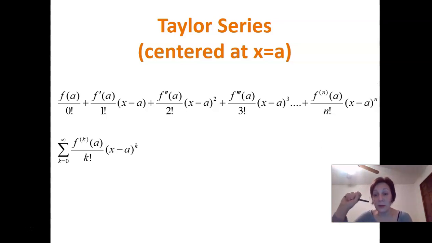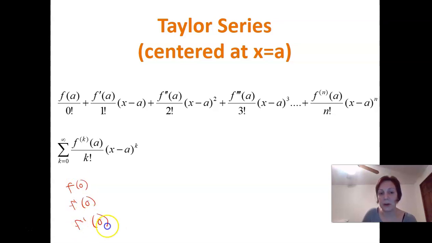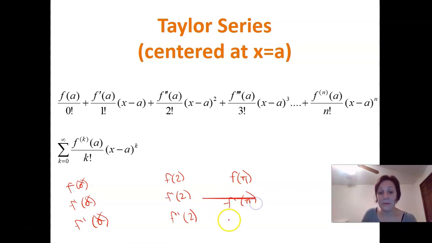The first adjustment is adjusting where you evaluate your derivative. In all the ones that we've done so far, since they were centered at 0, we found f of 0 and f prime of 0 and f double prime of 0. Now we're not centering at 0 anymore. So if they want you to center at 2, you're going to find f of 2, f prime of 2, f double prime of 2. If they want you to center at pi, you're going to find f of pi, f prime of pi, f double prime of pi. You see the pattern?